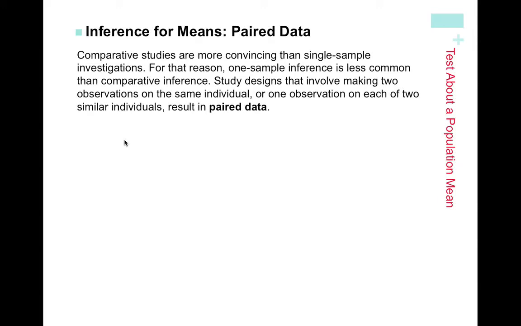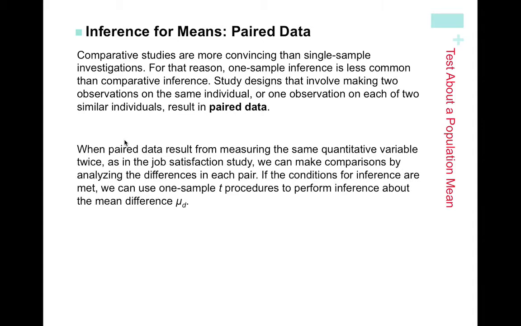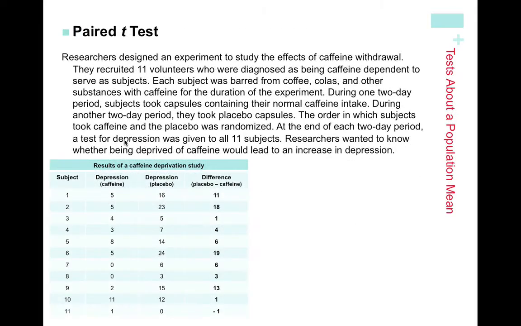So what we did here is we took what looked like two samples, but really we had paired data. So we had data from two sets of values from one individual or one object. So we defined something new called mu-D. Here's an example about caffeine withdrawal. They looked at a caffeine deprivation study.